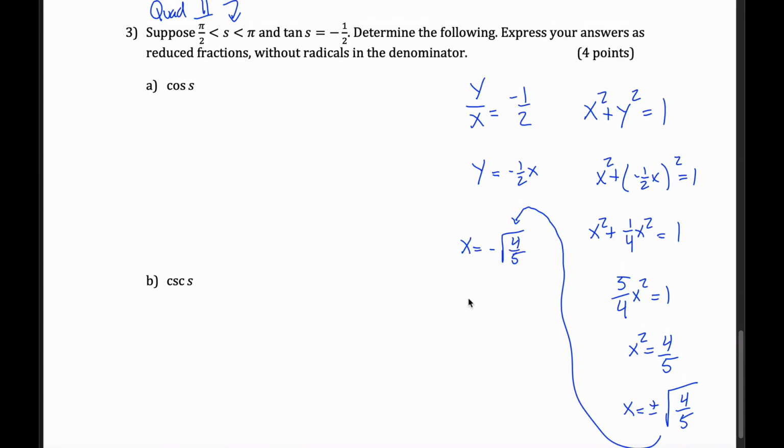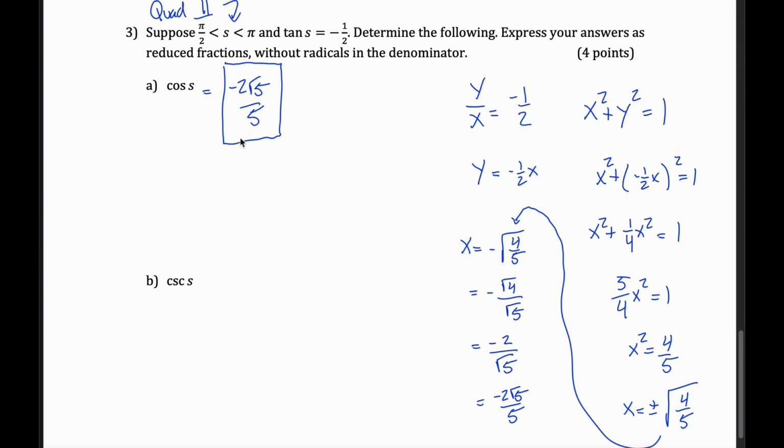However, it says don't leave any radicals in the denominator. So what we want to do is say it's the negative of the square root of 4 divided by the square root of 5. And then we can say the square root of 4 is just 2. So I have negative 2 over the square root of 5, which I can rationalize by multiplying the top and the bottom by the square root of 5. So I get negative 2 root 5 divided by 5 as my value for x, which is the cosine of this angle S. That's about as hard as you can make these questions.